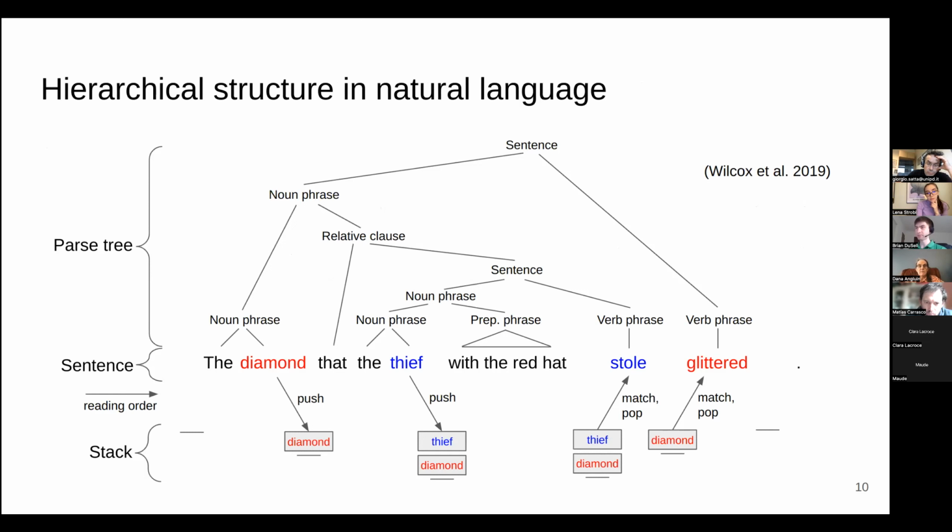For the purposes of this example, let's assume that the human sentence processing model just pushes subject noun phrases to the stack, and it pops them whenever their matching verb is encountered. So in this case specifically, we see the subject diamond, we push it to the stack, and then we encounter the subject thief, and we push that on top of the stack. And then finally, we get to the verb stole. Because thief is on top of the stack, we know that matches with stole. So then we pop thief from the stack, and then we see glittered, and we know that that matches with diamond. The stack gives us an easy way to recognize this sort of nested syntactic structure.